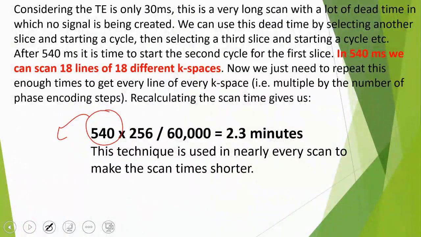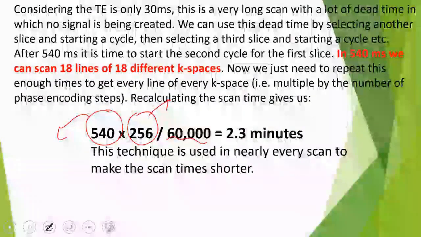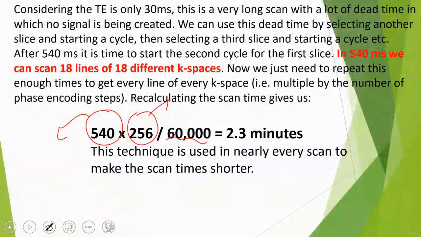You multiply them by 256 because during the single TR, you will fill one line from the k-space for all your slices, your 18 slices. So you multiply it by 256, which is the number of lines present in the k-space, and divide it by 60,000. You have 60,000 milliseconds, and to convert that, your time becomes 2.3. This is the technique used to reduce scan time.